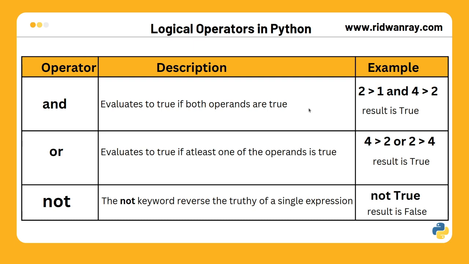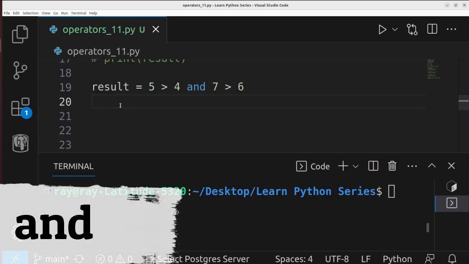The NOT operator negates the value of a condition. If a condition is true, NOT will make it false. Not true means false.